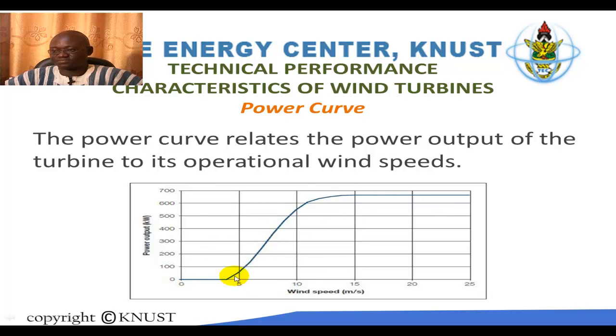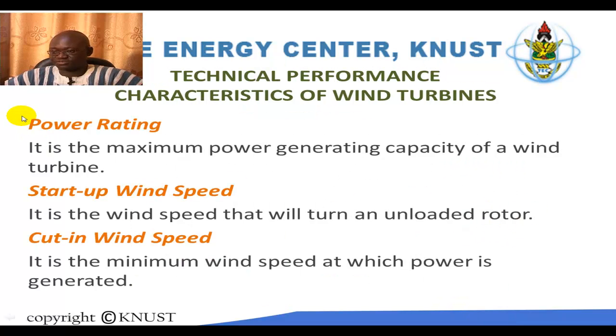So it tells us that this particular turbine starts producing power somewhere from this speed, let's say about 3.5 to 4 meters per second. And the maximum power that it can generate is indicated by the flat end of the curve, which is about 650 kilowatts. This is pretty simple. So it produces that up to about 25 meters per second, beyond which it doesn't produce any power.